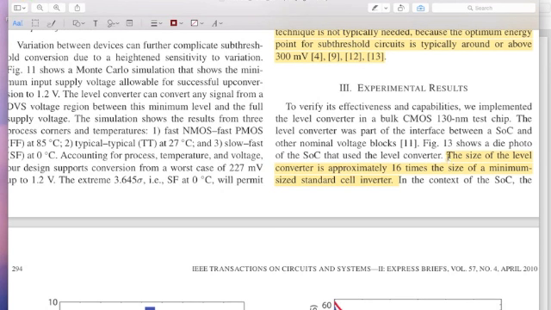Basically, the size of the level converter is 16 times the size of the minimum standard cell inverter. So it's kind of big. The level converter takes up area. It's not just the size of a few inverters, but it's much bigger than that.